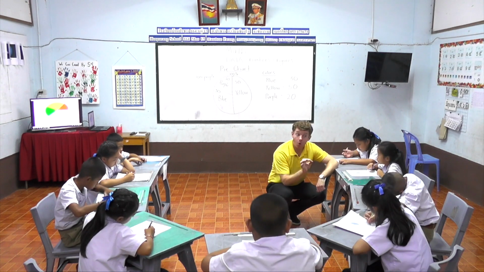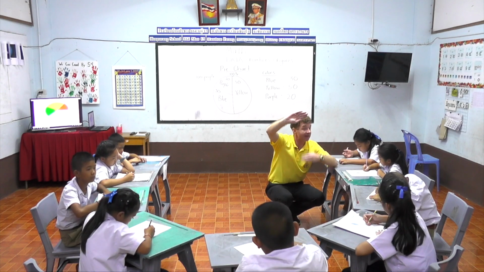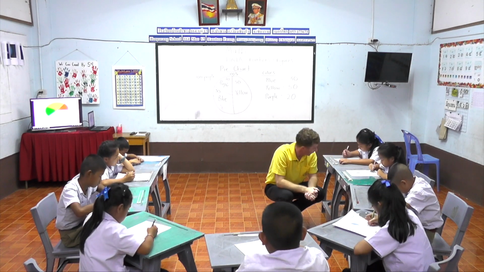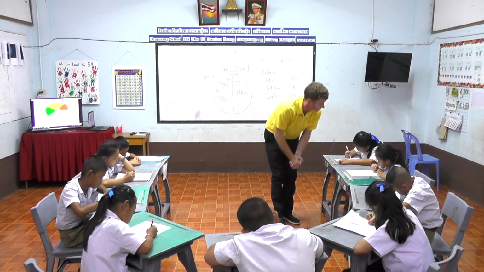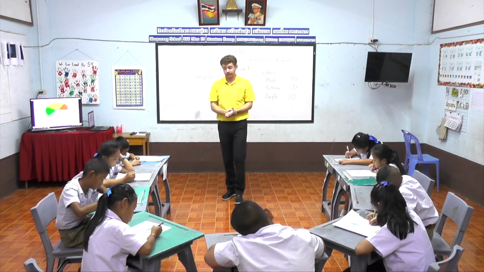Like dogs more than fish. So this time, how many people like dogs? And then minus how many people like fish? 12. Okay, see? How many people like cats more than birds? And then cats more than birds.